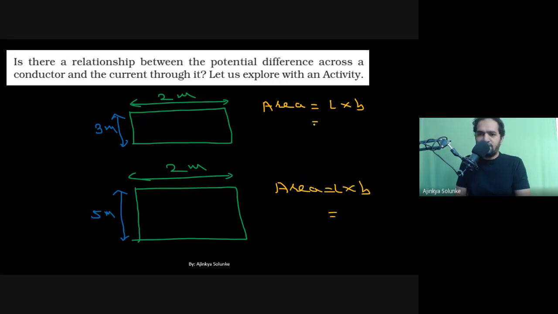What do you think is the value? It's like 3 into 2, right? 6. And the answer for this is 5 into 2, that is 10. What would be the unit? Unit is meter square, because meter into meter is meter square. Correct? Okay, fine. So the upper part has lower area, the bottom part has higher area.